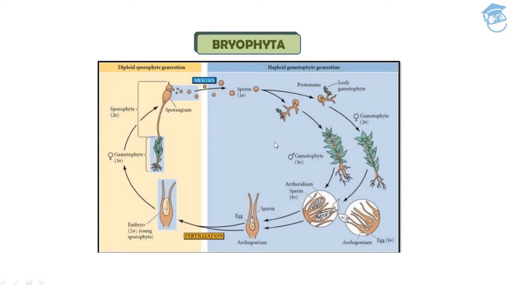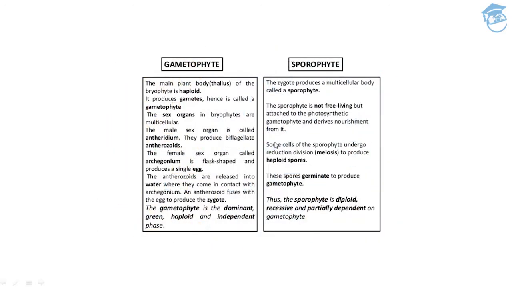Now let's see what's the difference between sporophyte and gametophyte, students. First we'll talk about the gametophyte. The main plant body, which is called the thallus of bryophyte, is haploid.